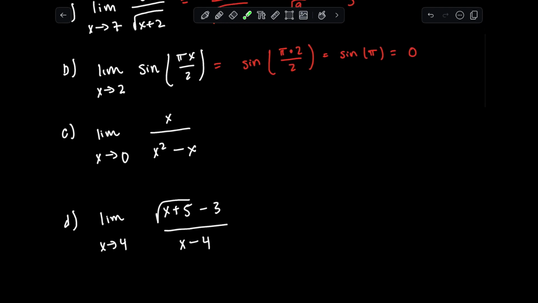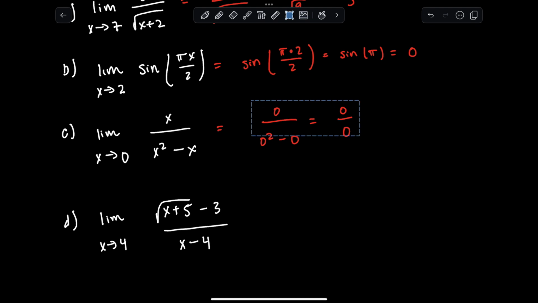Now, for part C, it gets a bit more challenging, because if you do direct substitution, you'll end up with the following form, which in calculus is known as an indeterminate form because it tells us nothing. So in order to find the limit of this expression as x approaches 0, we're going to have to, through algebra, manipulate this expression into its algebraic equivalent. And so let's get rid of this right here.